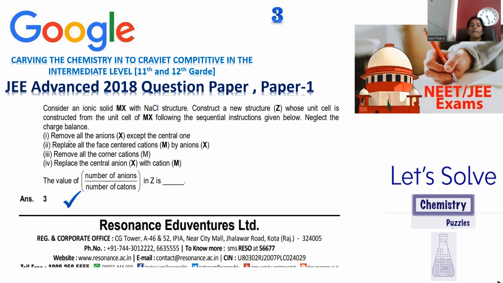So in step 1, remove all the anions except the central one. The central anion remains, and all the remaining anions get removed. Replace all face-centered cations by anions. All face-centered FCC cations are removed. Instead, anions are inserted.